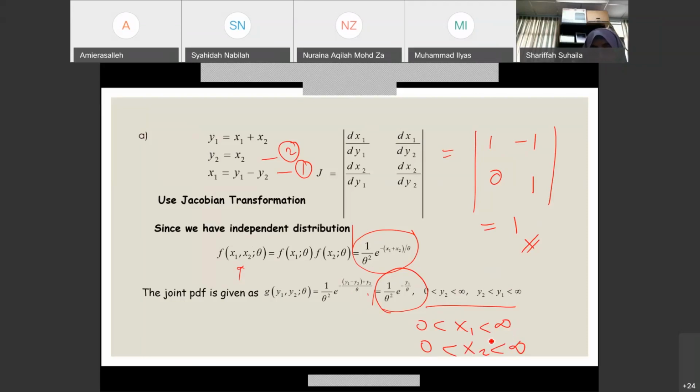So kalau nak letak range dia, kamu ingat balik lah. Kalau X1 apa tadi? Okay, Y1 minus Y2 less than infinity. But it's the same thing if you have Y2 less than Y1 less than infinity. So kita gantikan X2. X2 is just Y2 lah. 0 less than Y2 less than infinity.